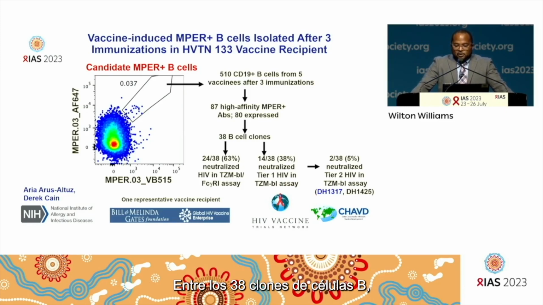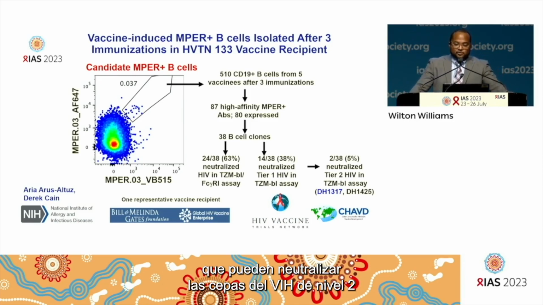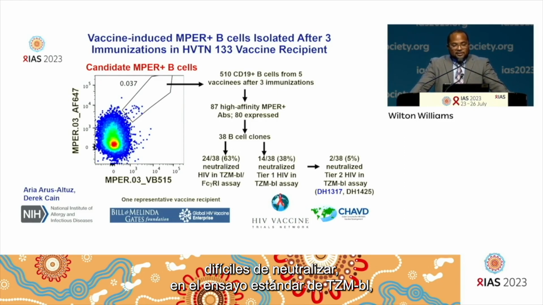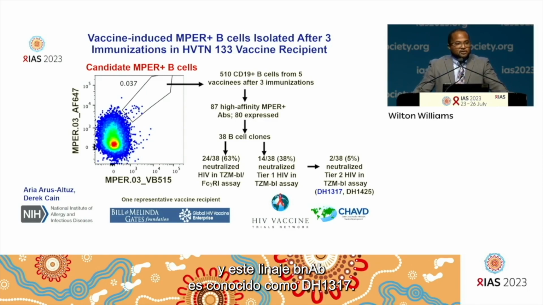Among the 38 B cell clones, 24 clones had B cells that generated antibodies that can neutralize HIV in the TZM-bl Fc gamma R1 assay that I described earlier. 14 of 38 clones had antibodies that neutralize the easy to neutralize tier 1 HIV in the standard TZM-bl assay. And strikingly, 2 of 38 clones had antibodies that can neutralize the difficult to neutralize tier 2 HIV strains in the standard TZM-bl assay, which is characteristic of bNAbs. And later on in my talk, I'll describe one of these bNAb lineages in more detail, and this bNAb lineage was referred to as DH1317.